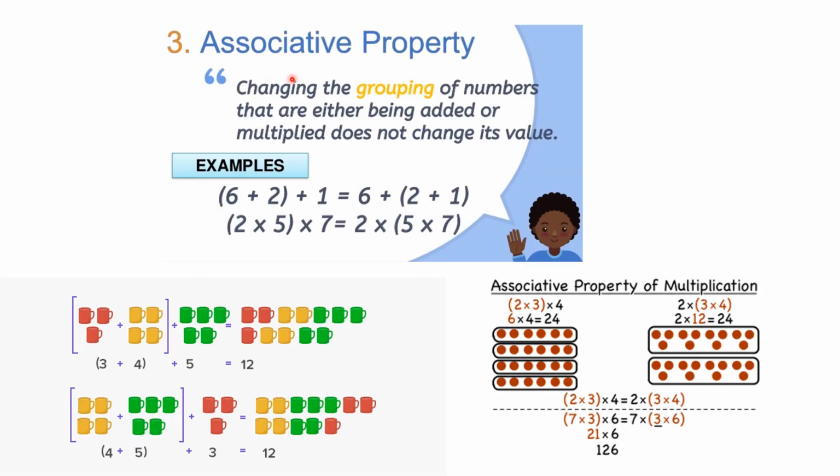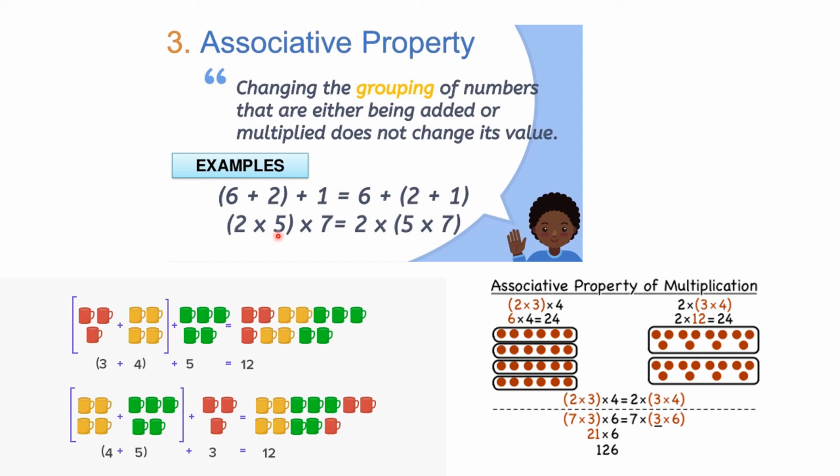Next one is associative property. Changing the grouping of numbers that are either being added or multiplied does not change its value. See here, first I added 6 plus 2, then I added 1. Here on the right hand side, I added 2 plus 1, then added 6. But my answer will be same.